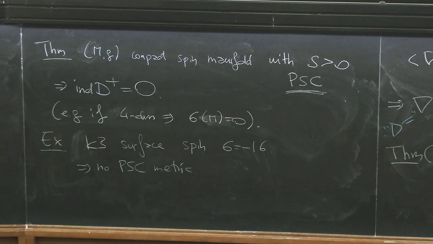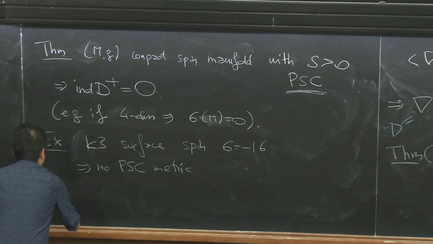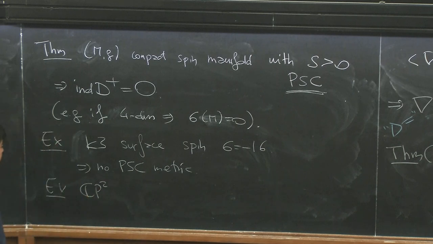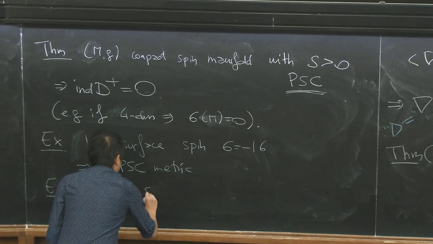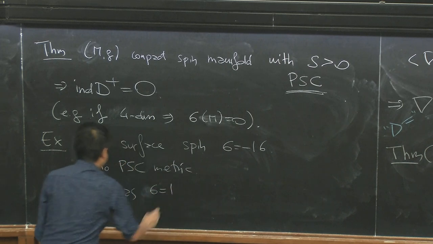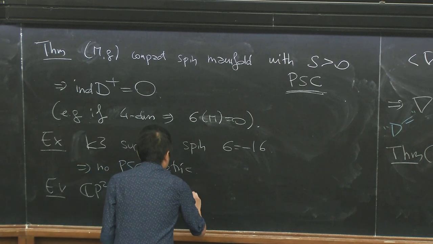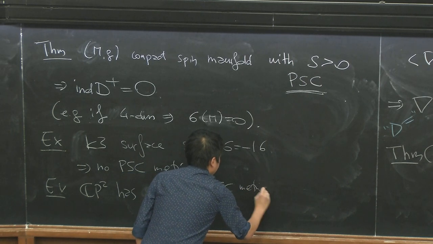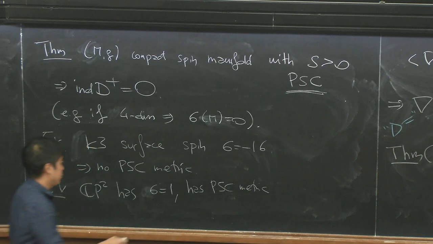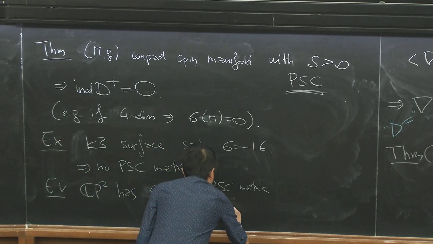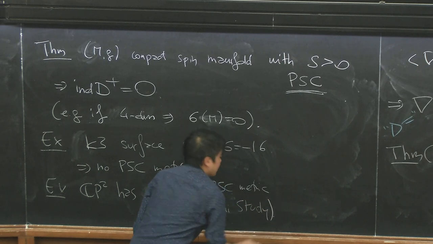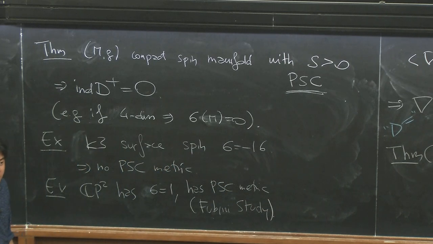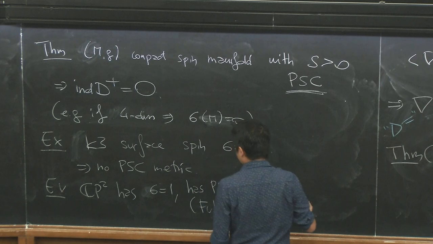How about CP2? Yes, what about CP2? Yeah, that's my next example. So example, CP2 has signature equals 1, and has a PSC metric. Okay, the Fubini-Study metric. Why is this not a counterexample to the theorem? Yeah, well, it's not spin. CP2 is not a spin manifold.